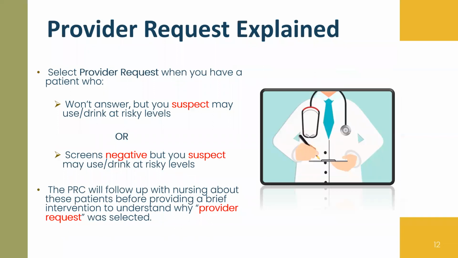Before I move on to review the other 2 components of the Reverse the Cycle program, I want to take a second to explain the provider request exclusion criteria. This criteria should be selected if a patient will not answer the screening questions or the nurse or provider suspect that the patient may use or drink at risky levels. This criteria may also be used if a patient screens negative on the adult expert screening and the nurse or provider suspects the patient may use drugs or drink at risky levels.